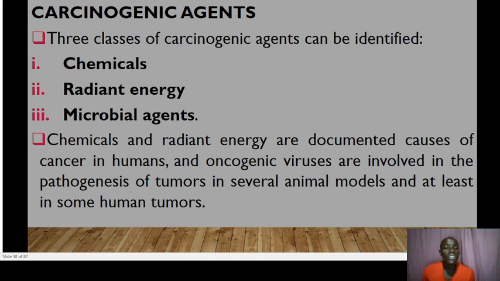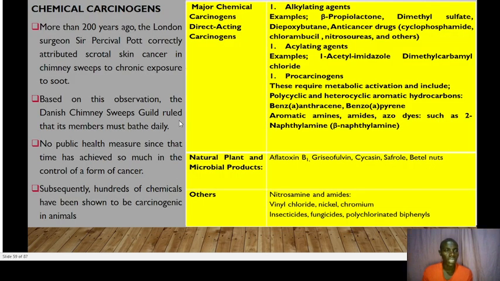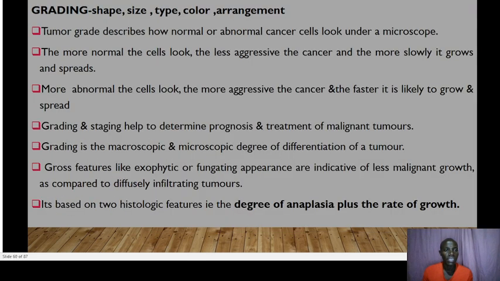So we have carcinogenic agents. Three classes of carcinogenic agents can be identified. We could have chemicals, radiant energy, or microbial agents. Okay? So let's look at grading of tumors.